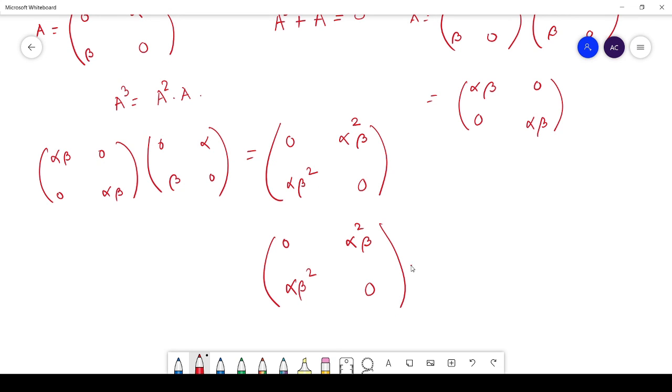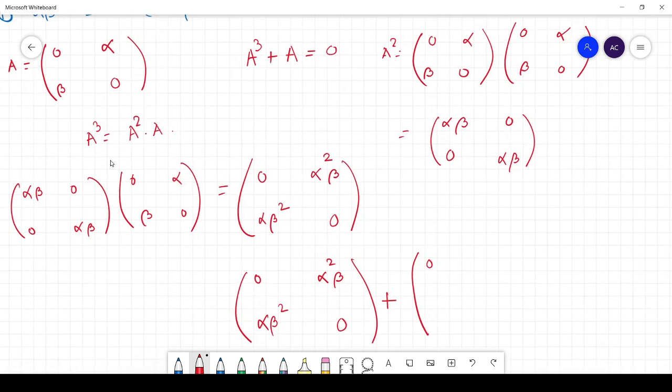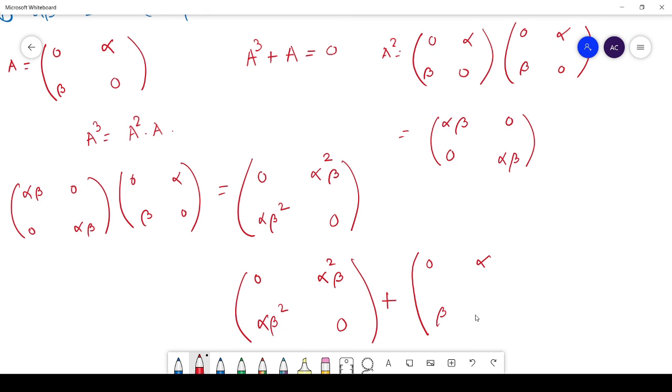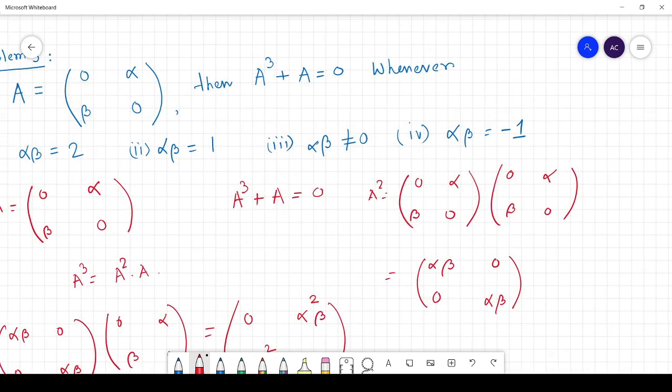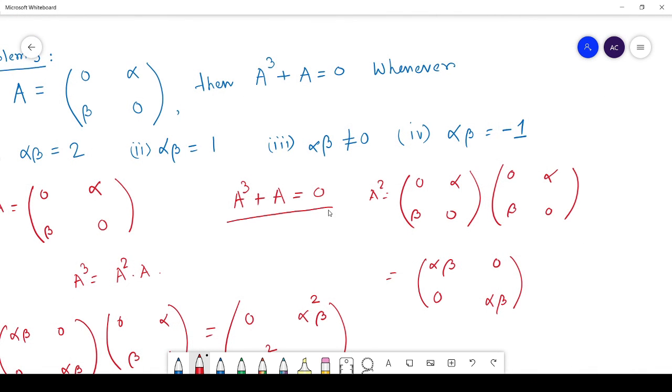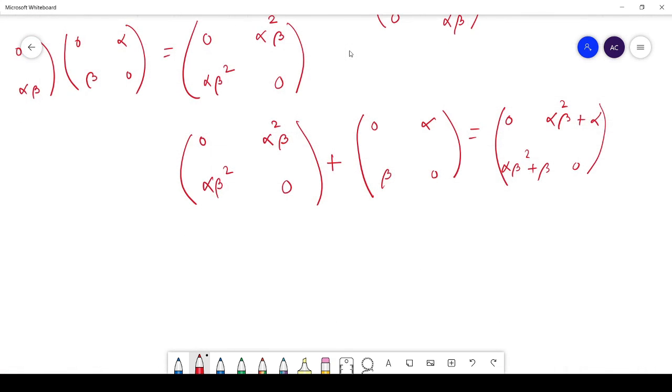If we add A with this A cube term, A is 0 alpha beta 0. After adding, we will be getting 0, alpha square beta plus alpha, alpha beta square plus beta, and 0. And this is given: you can see this total summation is 0, meaning this is a zero matrix. So this matrix is exactly equal to a zero matrix. If we equate with the zero matrix, which is 0 0 0 0, each term is exactly equal to 0.